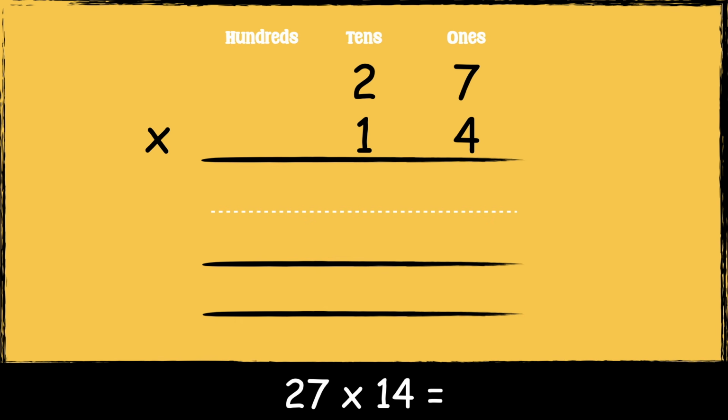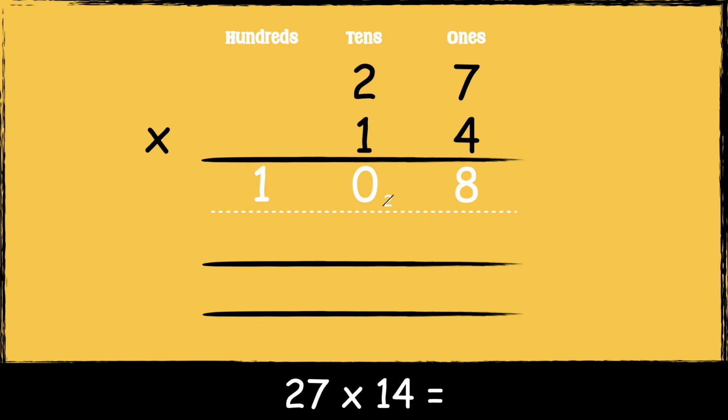So now that we're set up, we're ready to multiply. In long multiplication, we multiply each digit of the first number by each digit of the second number. So first, we need to multiply 4 by 7. 4 times 7 is 28. We carry the 2 below in the tens column, as it represents 2 tens. Then we can multiply 4 by 2 tens. So 4 times 2 is 8. We need to add the 2 tens below, so 8 add 2 is 10.